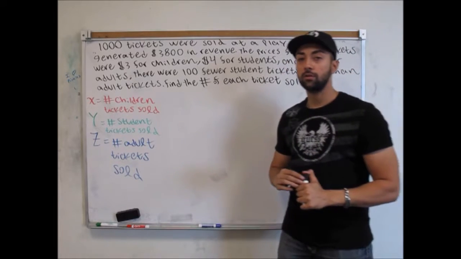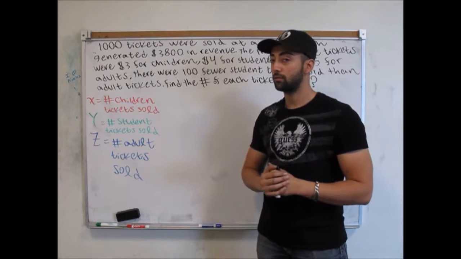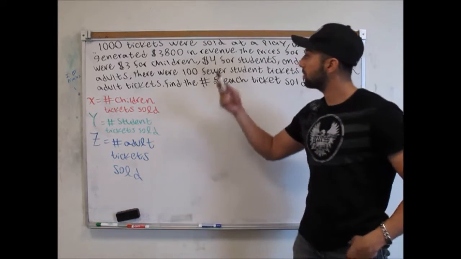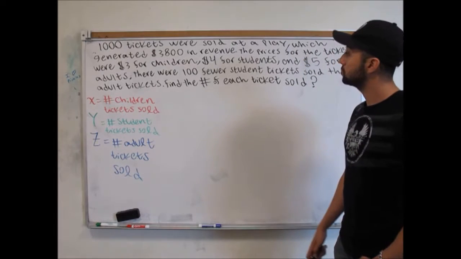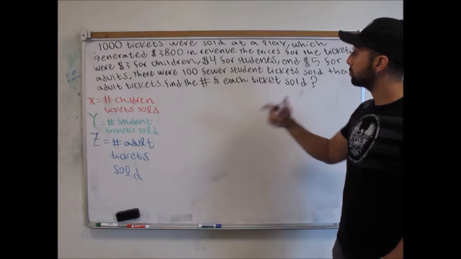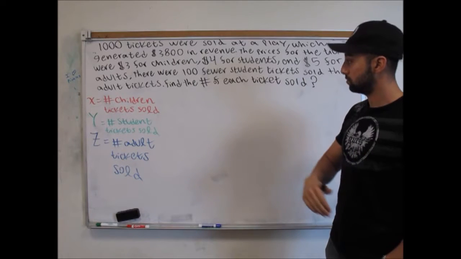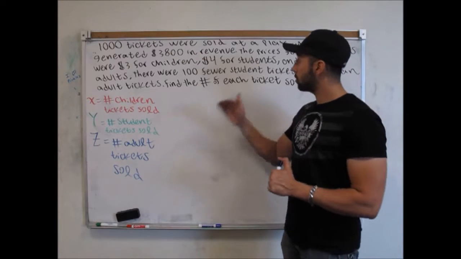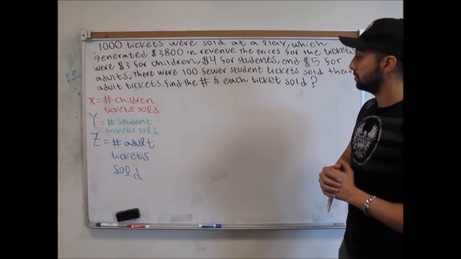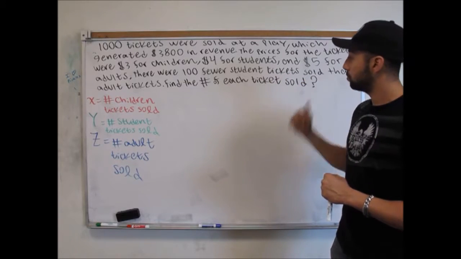Okay, so continuing with these applications related to 3x3 linear systems of equations, here's another problem that you might come across. So it says 1,000 tickets were sold at a play which generated $3,800 in revenue. The prices for the tickets were $3 for children, $4 for students, and $5 for adults. Then it says there were 100 fewer student tickets sold than adult tickets. So it wants us to find the number of each ticket sold.